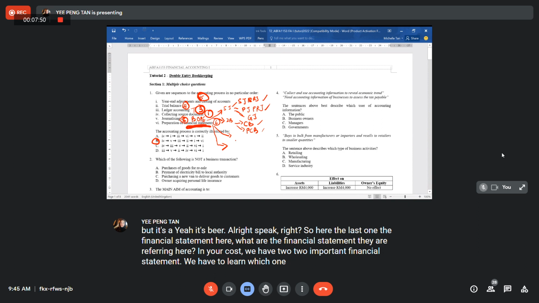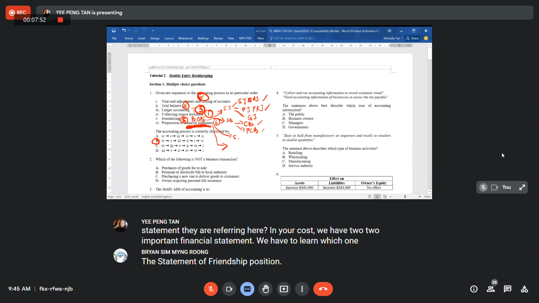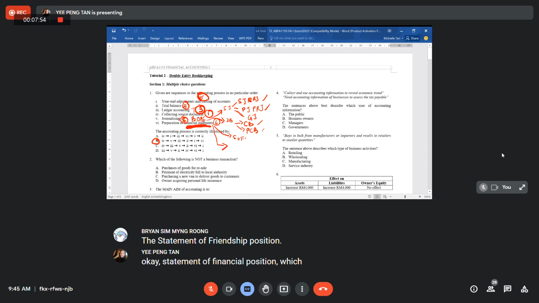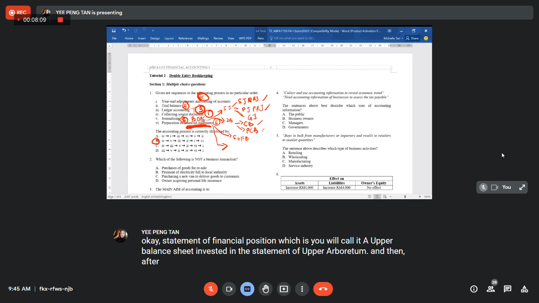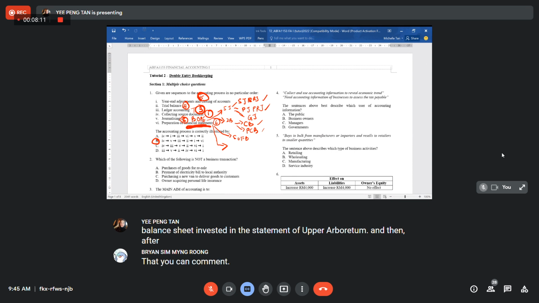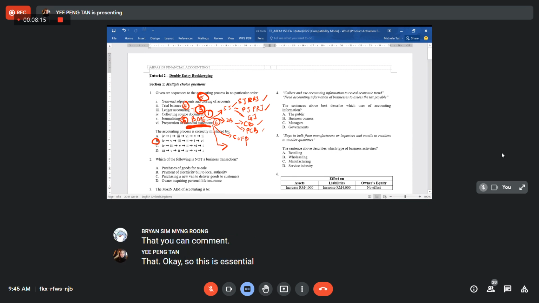A statement of financial position. Okay, statement of financial position, which you will call the balance sheet. In Bahasa, I don't know. It's the statement of financial position. Penyata pendudukan keuangan. Okay, so this is the statement of financial position.